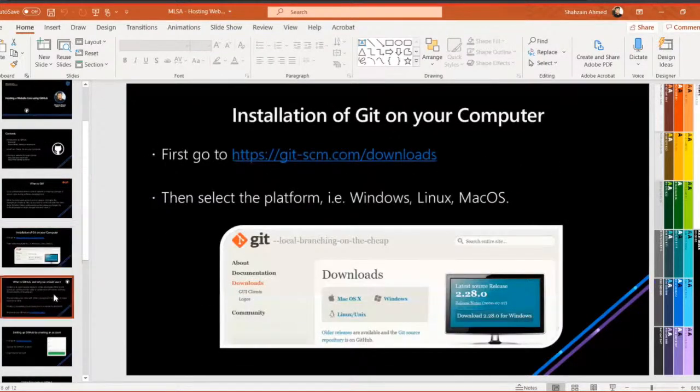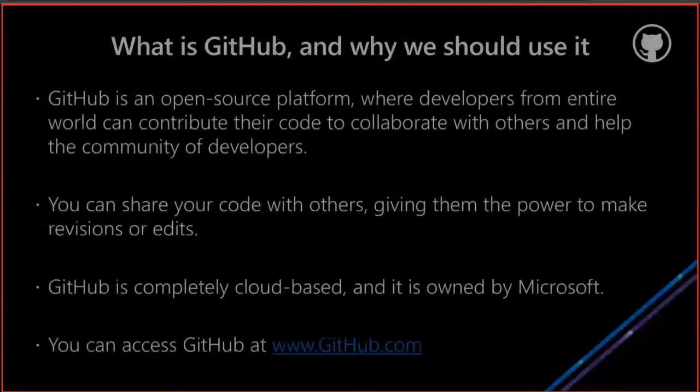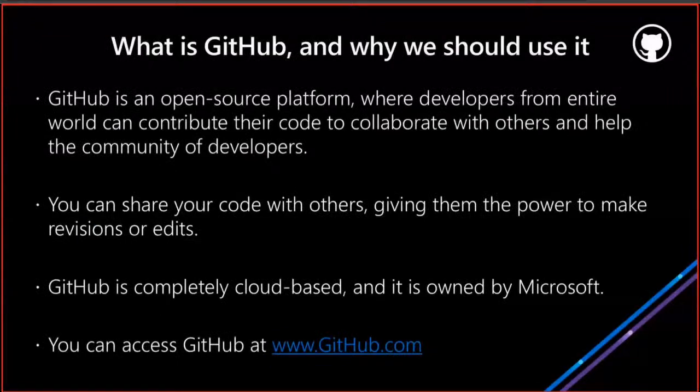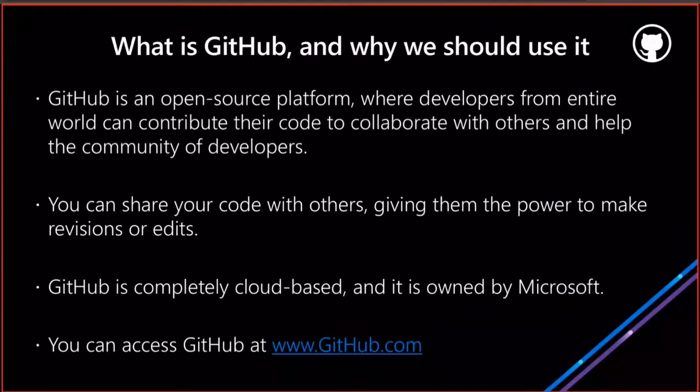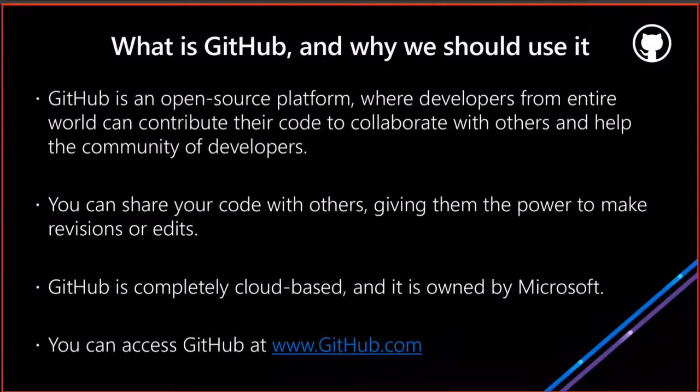Okay, so now what is GitHub and why we should use it? Now GitHub is an open source platform where developers from the entire world can contribute their code to collaborate with others and help the community of developers. Now what is the advantage of GitHub? GitHub is an open source platform and you can save your code or each and everything on the GitHub website in your repositories, and multiple people can work on it and collaborate on projects or different coding platforms. And you can share your code with others, giving them the power to make revisions or edits. You can allow other people to make edits or improve your code, and they can do it.